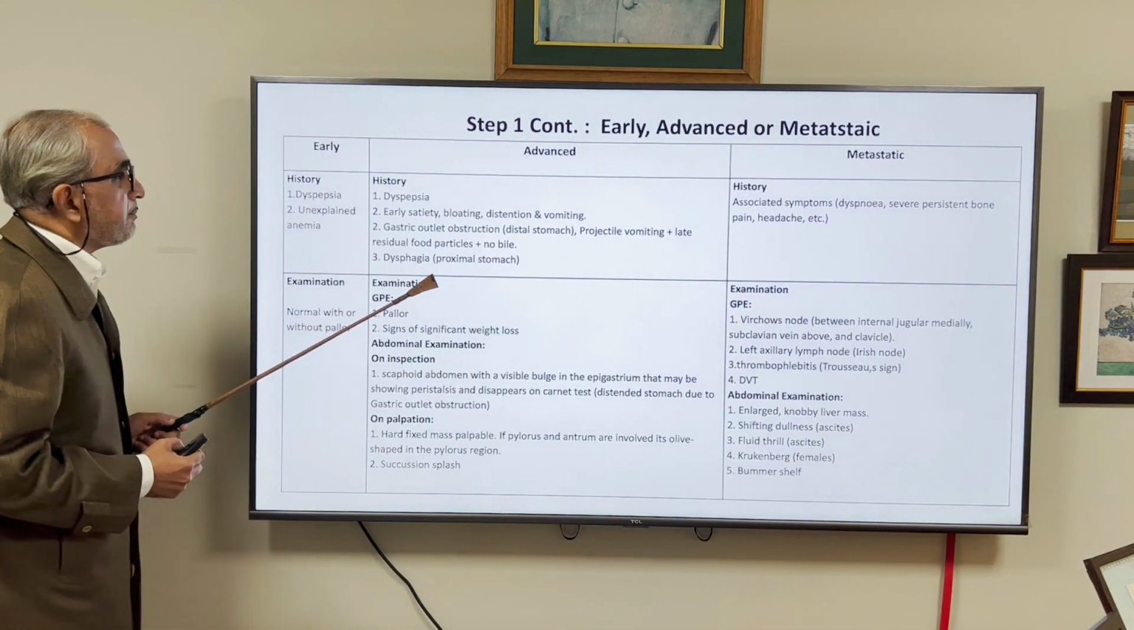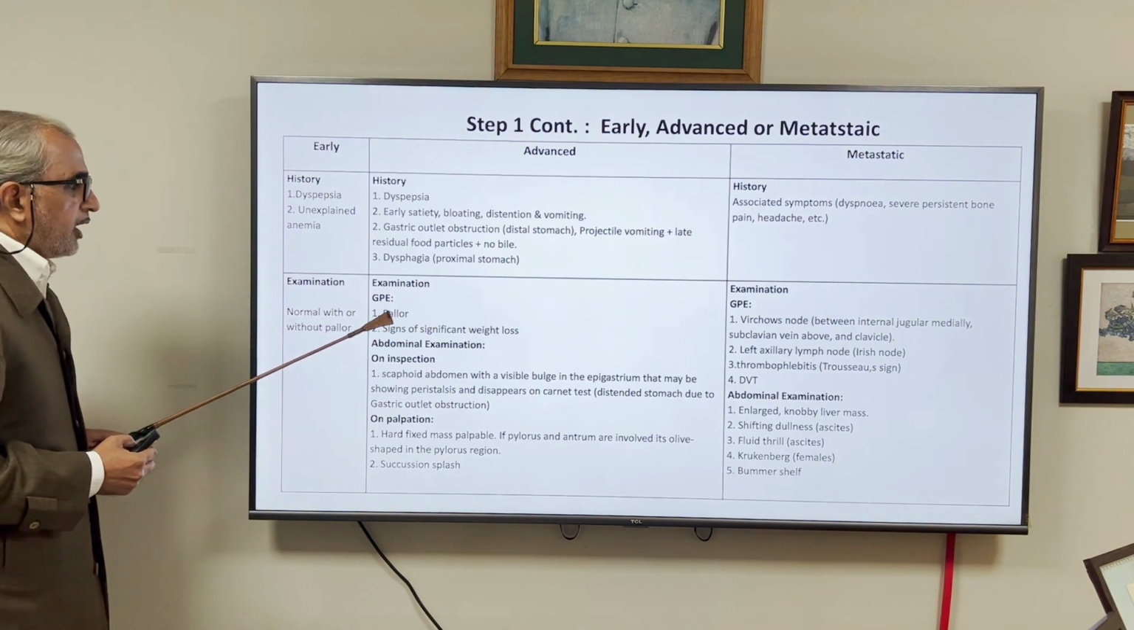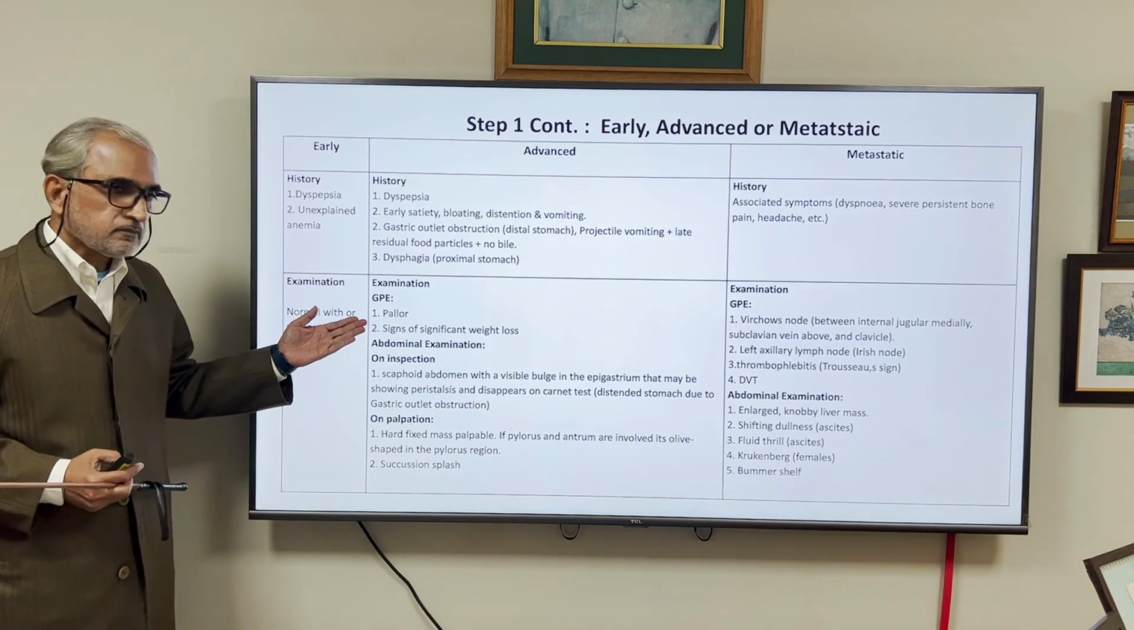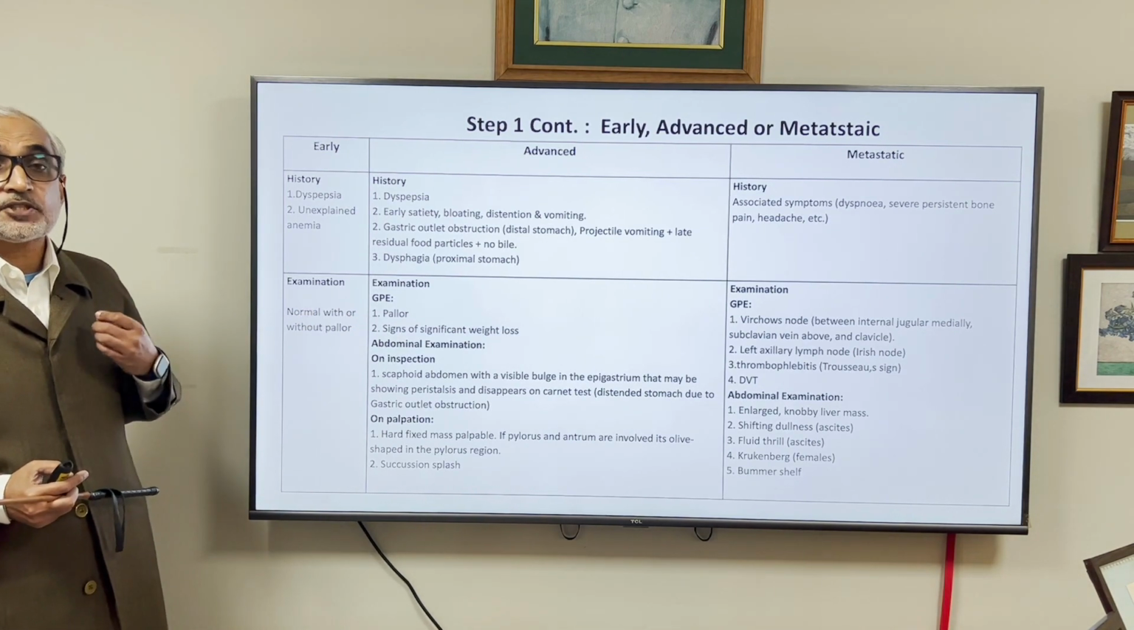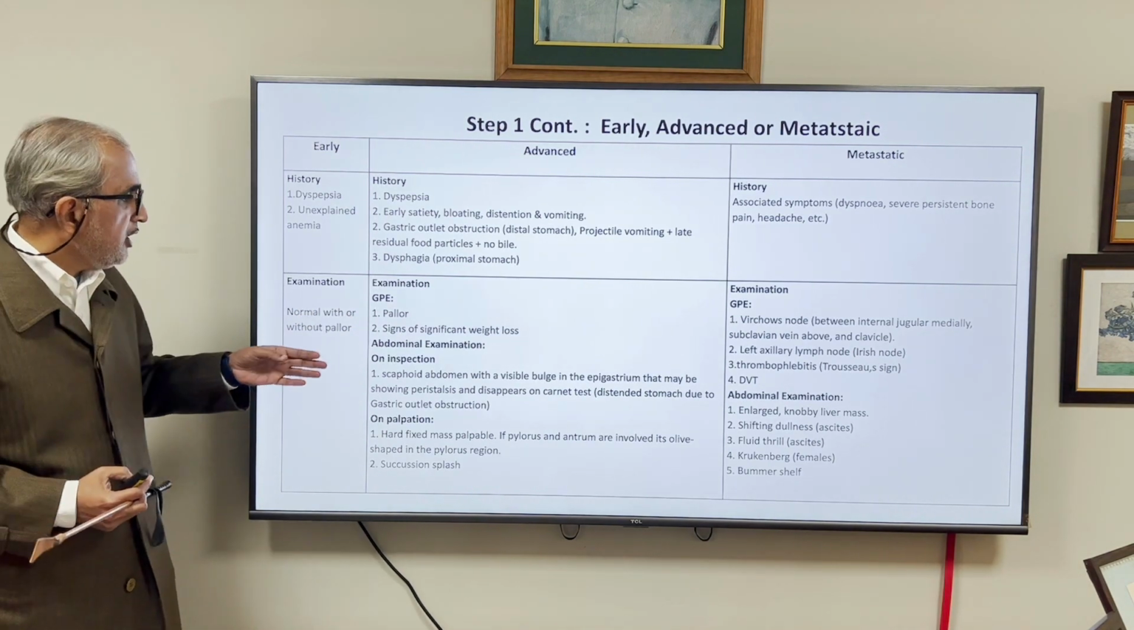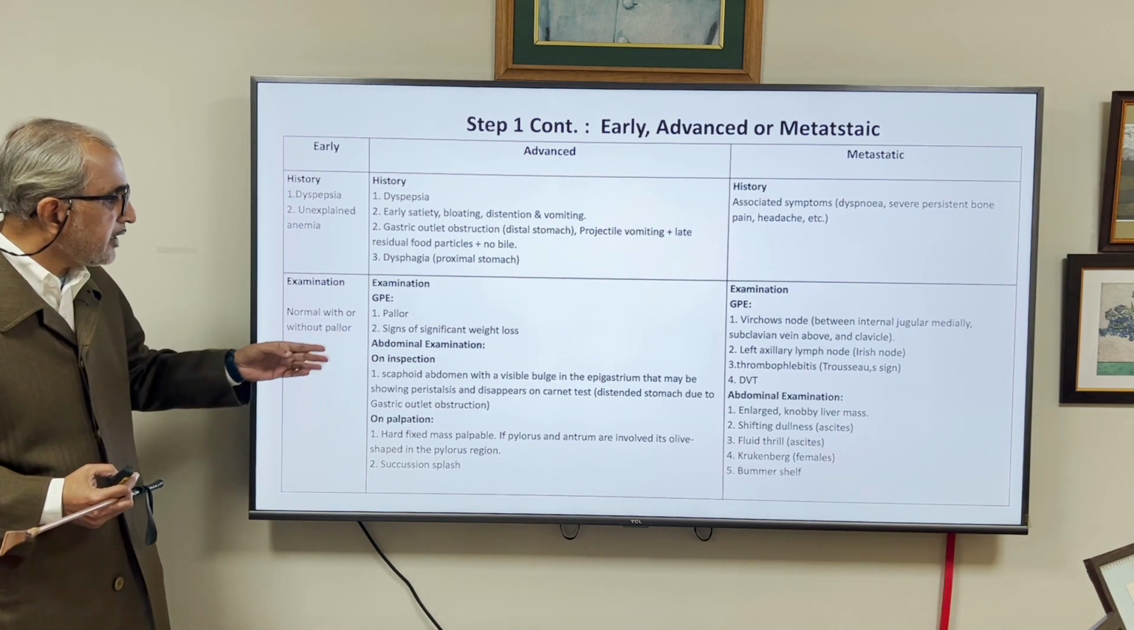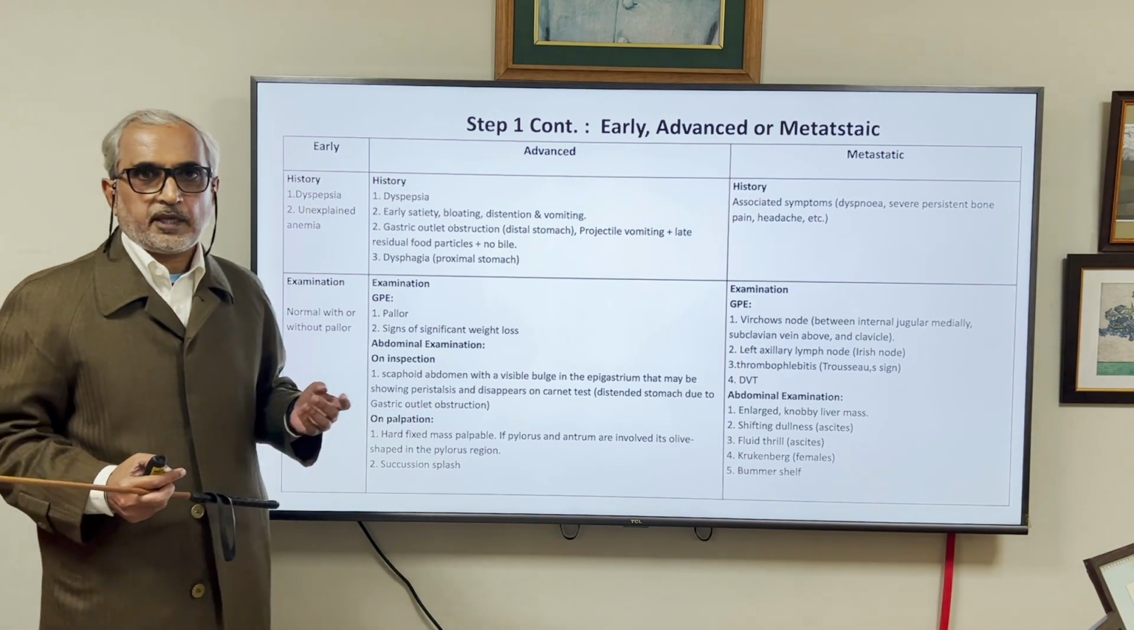Now if you examine a patient with advanced carcinoma stomach, on general physical examination there is going to be pallor. These patients give a history of significant weight loss and weakness, so signs of significant weight loss will be present. That could be very simple.